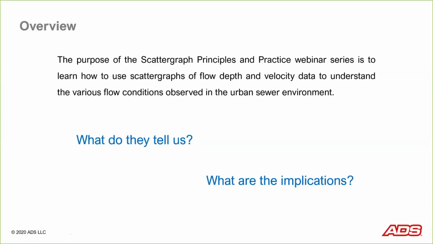So the overall purpose of this particular series is to help you learn how to use scattergraphs. When we talk about scattergraphs, we are talking specifically about scattergraphs of flow depth and flow velocity data from sewer flow monitors. We want to use these to understand various flow conditions that are observed in what I call the urban sewer environment. In particular, we're going to focus on 2 key questions. What do these tell us, and what are their implications?